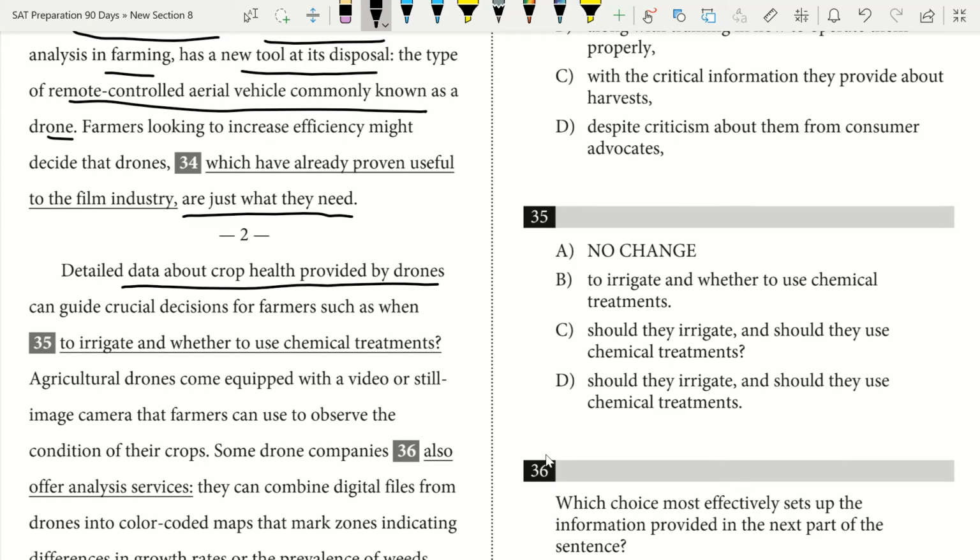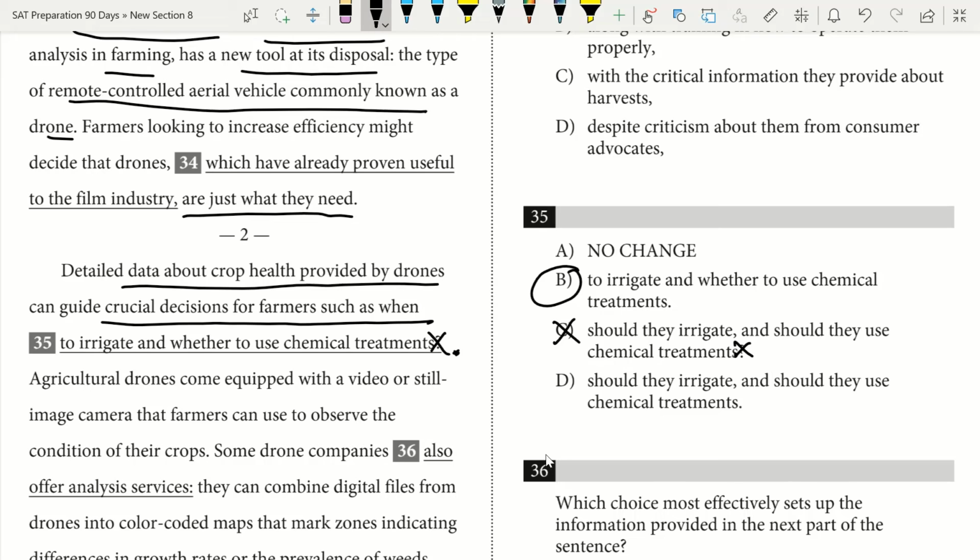Detailed data about crop health provided by drones can guide crucial decisions for farmers, such as when it's going to be to irrigate and whether to use chemical treatments. But that's a statement, not a question. Okay, that's a statement and not a question. So 35, my answer there would be B. Okay, that statement is correct, but it's not a question. So we can get rid of C as well because it's not a question.